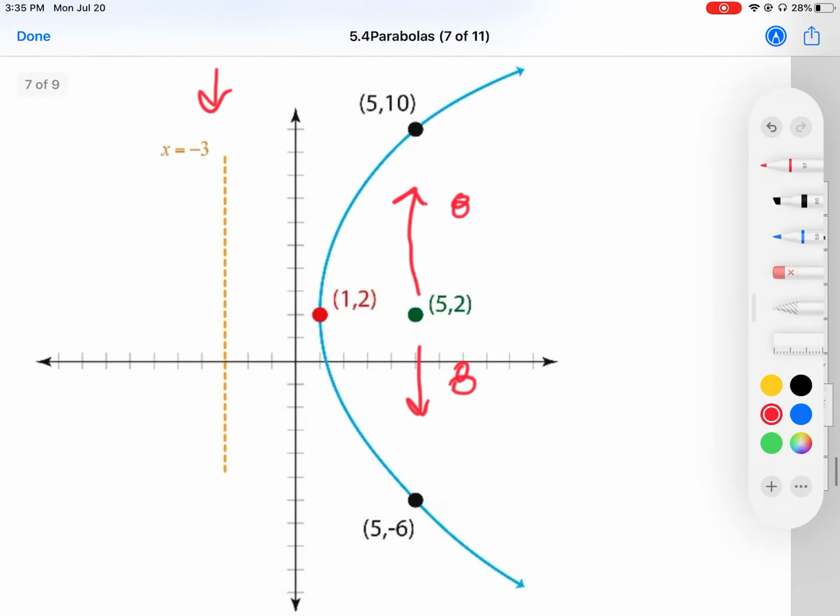So notice we have our vertex, and then our p was 4, so we counted 4 inside and 4 away. That gave us our focus and our directrix. Now we use that formula 2 times p, which resulted in 2 times 4, which is 8. So we moved 8 points along our focus to create those endpoints of our parabola.